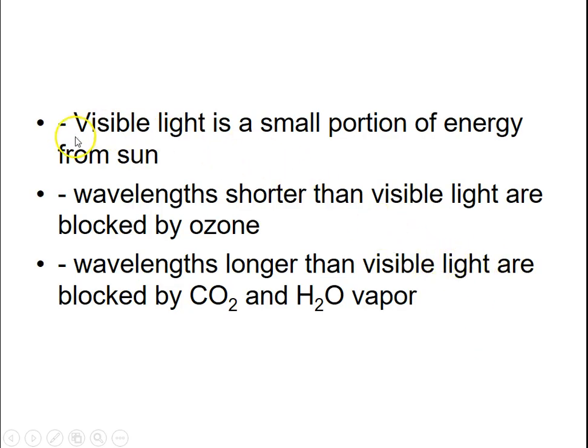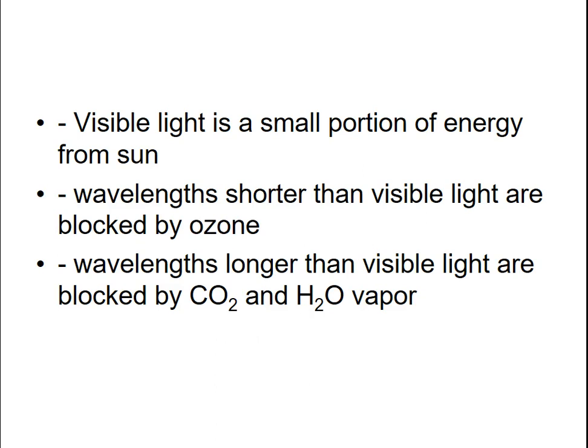Okay. So, this visible light, as we saw in the previous diagram, is just a small portion of the energy coming off the sun. We have energy that travels in wavelengths longer than visible light. We have energy coming off the sun that travels in wavelengths shorter than visible light. As it turns out, the wavelengths that are shorter than visible light tend to be blocked by the ozone, a thin layer of O3 that surrounds the Earth at the very top of our atmosphere.